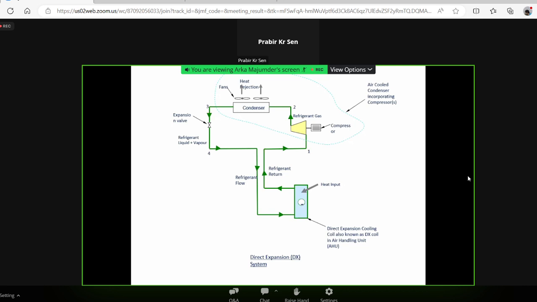and we pass air over the cooling coil, which cools the return air from the room, and we supply that air back to the room. So as the refrigerant is directly expanded into the cooling coil, we call it a direct expansion system. So there are other systems also, we'll come to that. Next slide.